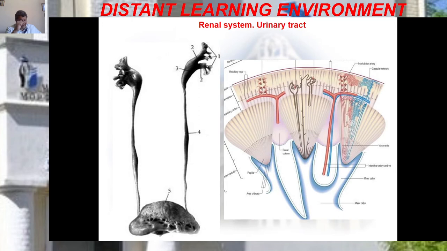So all three components of the excretory tree are present here: lesser and greater calyces, renal pelvis, and ureter. You may see these parts here: lesser calyces, greater calyces or major calyces, and pelvis, which passes into the ureter.